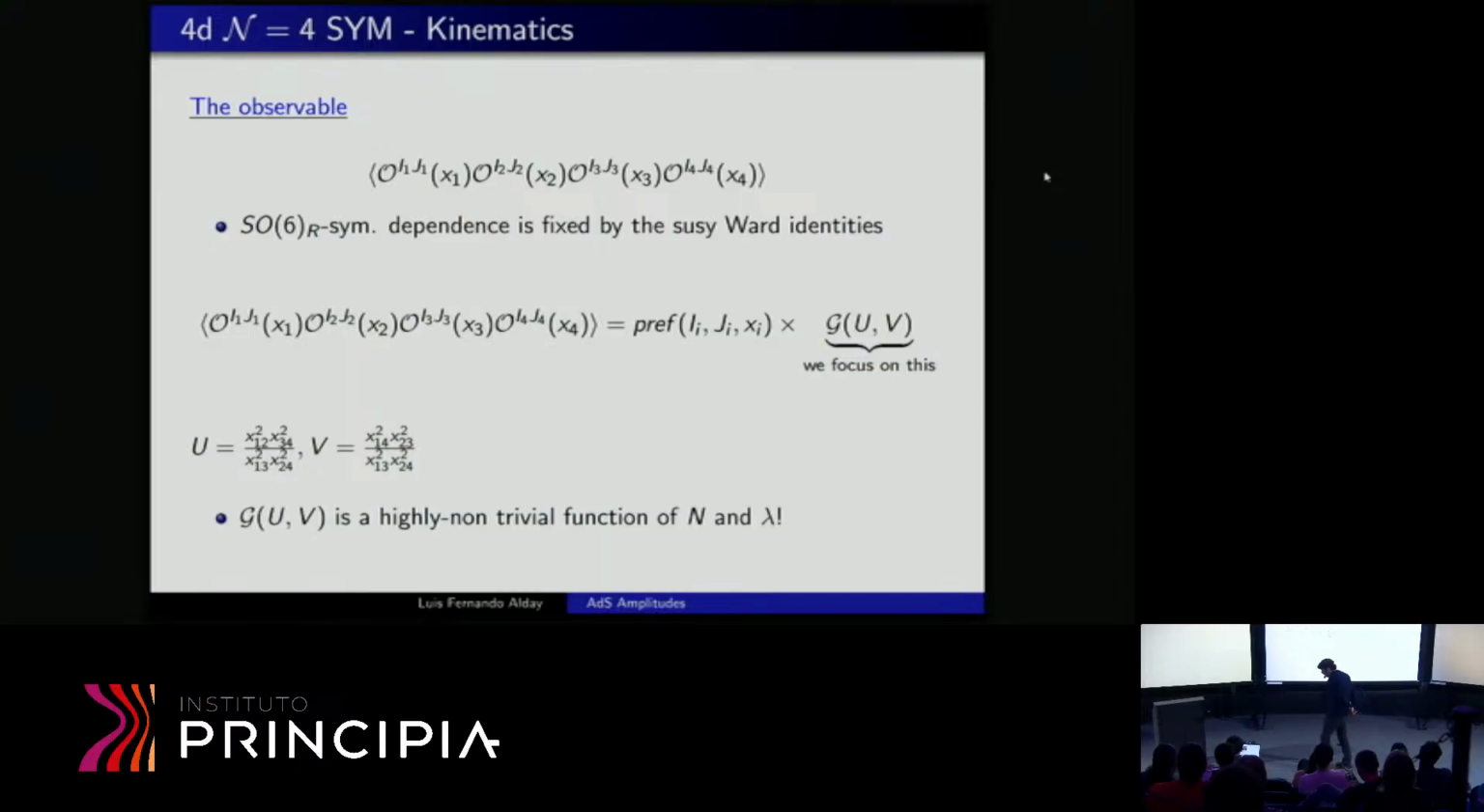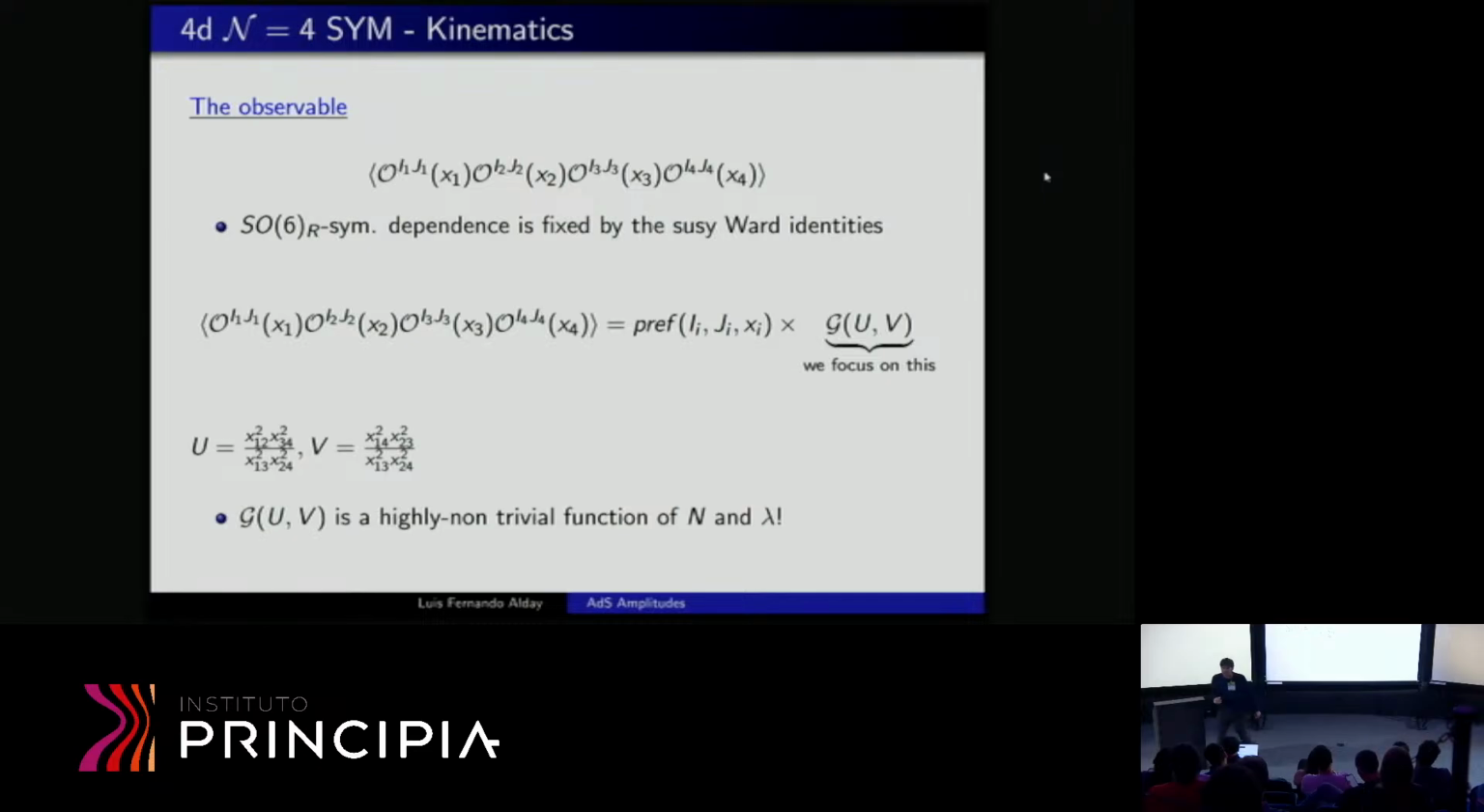So the observable, if I put the indices just to ignore them 2 lines later, has some R symmetry. These operators have some R symmetry indices. They transform in the 20 prime of this SO(6) R symmetry. But luckily, the dependence on these R symmetry indices is fixed by the supersymmetric Ward identities. And at the end of the day, we end up with a prefactor times a function G(U,V) of the 2 cross ratios that we usually consider in conformal field theories.